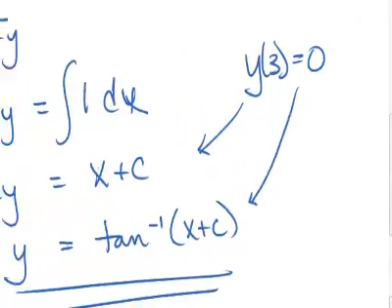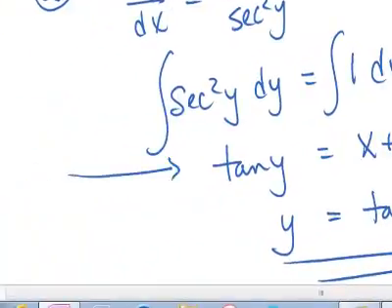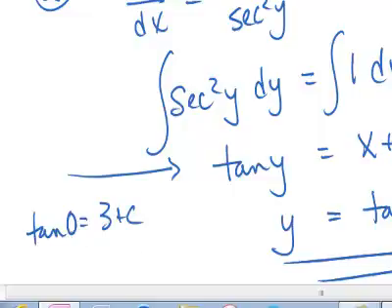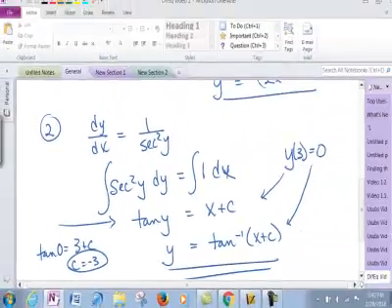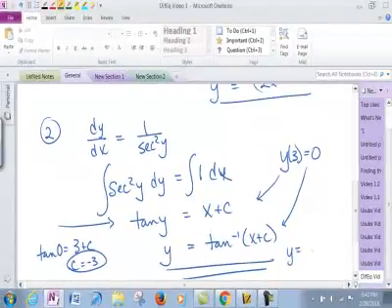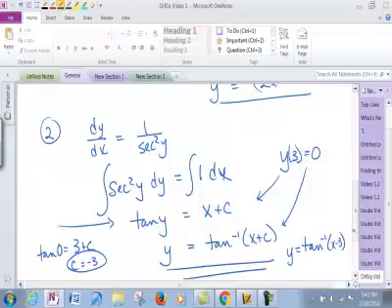So I'm going to go ahead and plug the 3, 0 into this equation. So over here I'm going to say that the tangent of 0 equals 3 plus c, and the tangent of 0 is 0, so c turns out to be negative 3. Okay, so when I plug the negative 3 in here, then in the next step, the final solution becomes y equals inverse tangent of x minus 3.